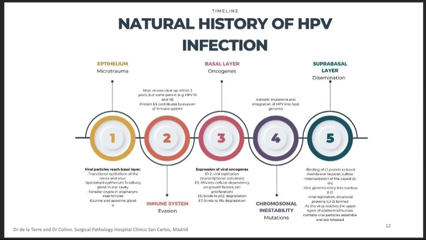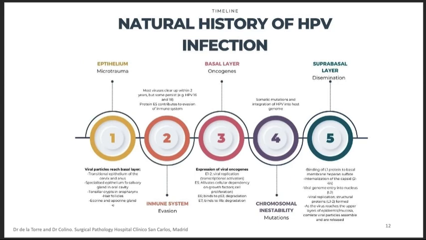HPV infection occurs when viral particles reach exposed basal cells, usually through microtrauma in the epithelium. Sites where the infection appears to be facilitated include the transitional epithelium of the cervix and anal region, specialized epithelium of salivary glands in the oral cavity, tonsillar crypts in the oropharynx, hair follicles, eccrine and apocrine glands, as well as the epidermis. Most viruses clear up within 2 years, but some persist, for example HPV 16 and 18.